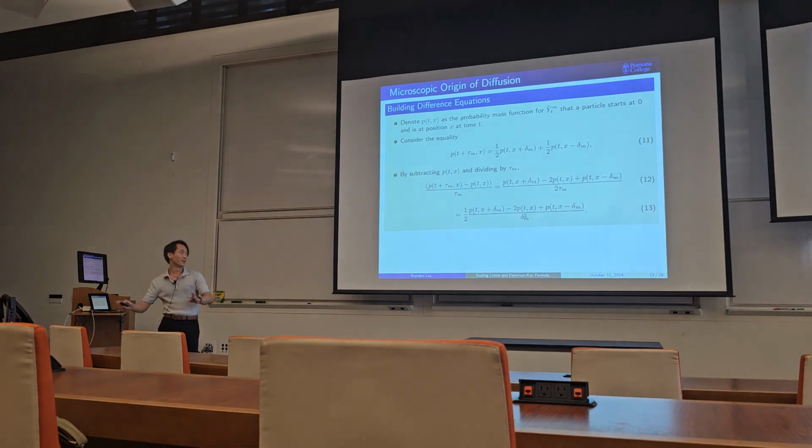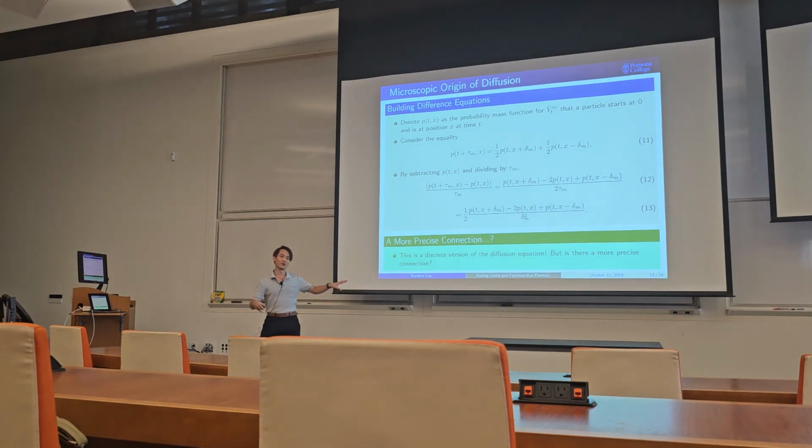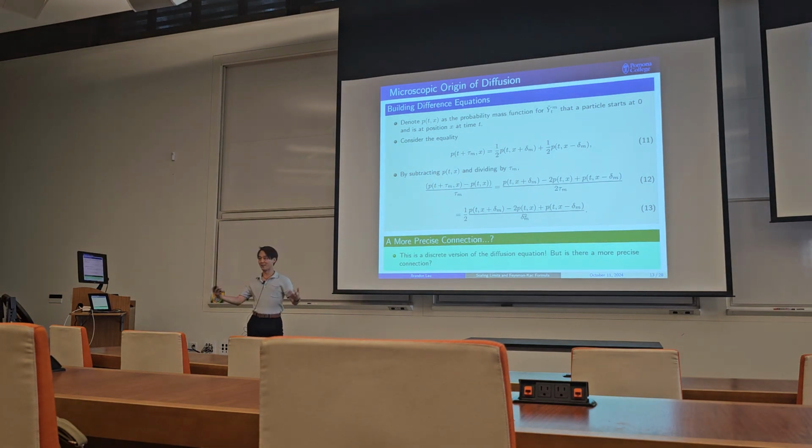This is super cool because this is actually the discrete version of the diffusion equation we were looking at earlier, where you can see on the left side it's almost like the definition of the first derivative with respect to tau, and on the right side you get almost the definition of the second derivative with respect to delta. But now this brings us to an additional question: is there a more precise connection between this matter?